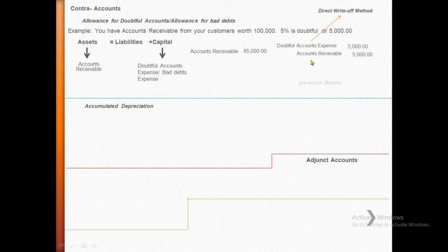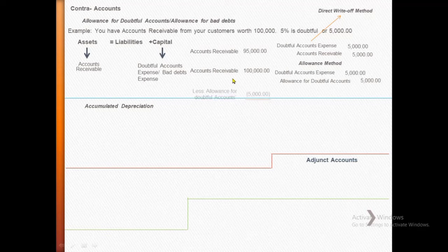We have another method, which is the allowance method. In here we are still going to debit the doubtful accounts expense, but instead of using accounts receivable in the credit, we change this to allowance for doubtful accounts of 5,000. And then the presentation in the financial statements will become, instead of accounts receivable 95,000, we're going to recognize accounts receivable at gross of 100,000, but we will deduct the contra asset allowance for doubtful accounts balance of 5,000 to get the net realizable value of 95,000.